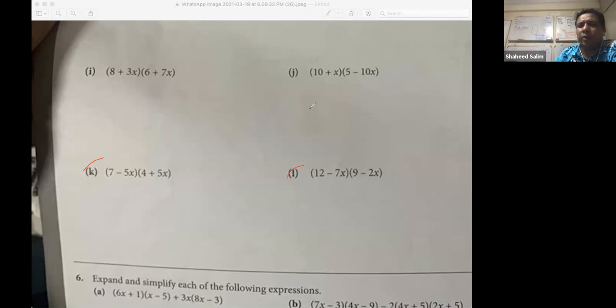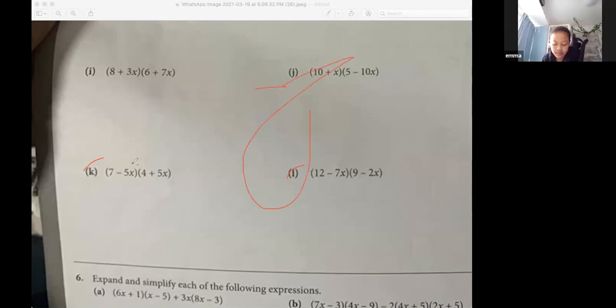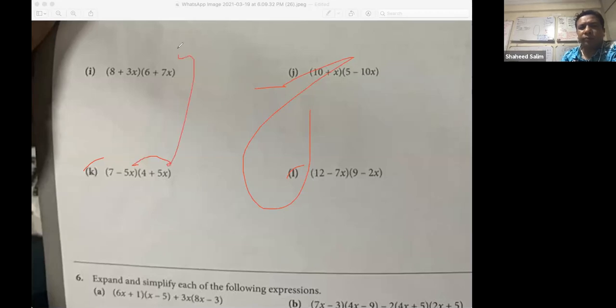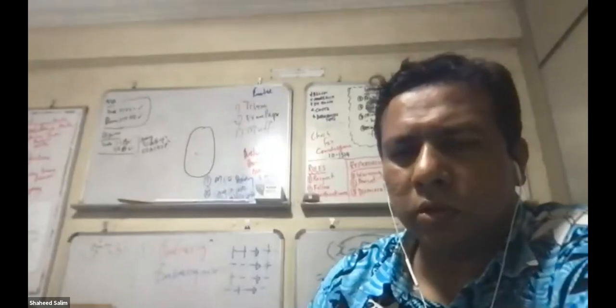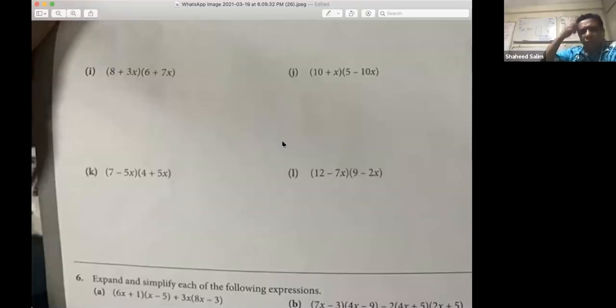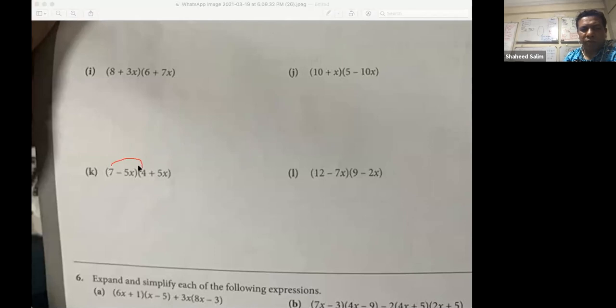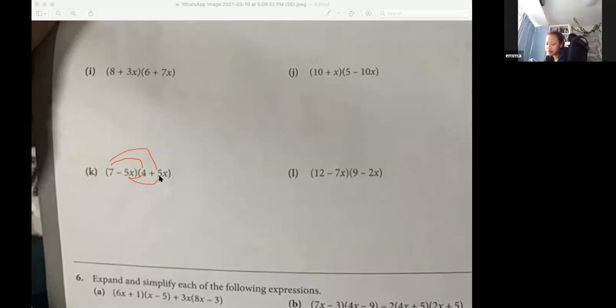Minus 3. What happened to the x squared? Now down here, you see, 5x times 5x is 25x squared. What happened to this pen? Hold on. Then 5 times 5. So you must have four terms, you know. Down here, first you start with this, 7 times 4, then times by this, and then times by this, and then times by this. Plus 28, minus 25x squared.